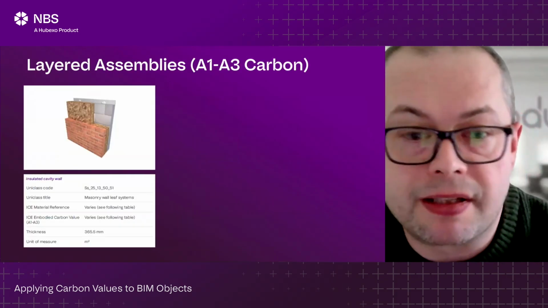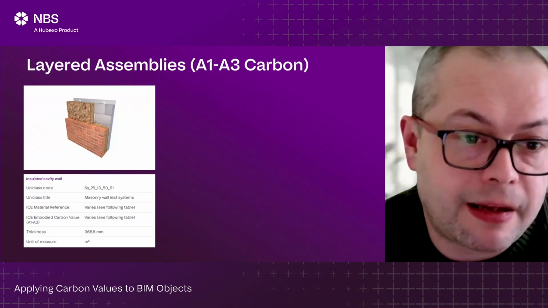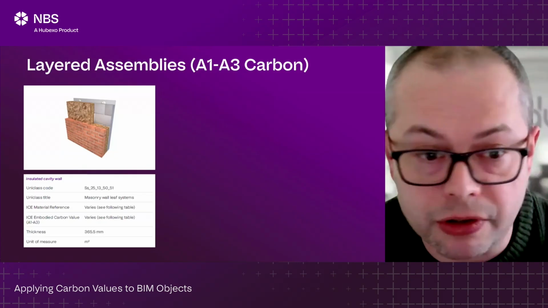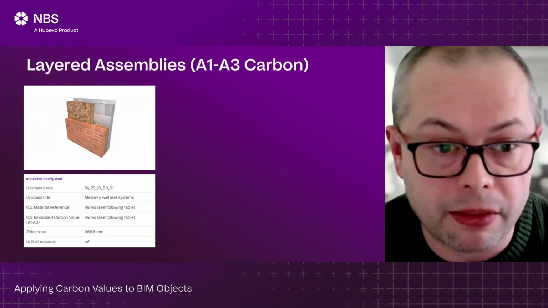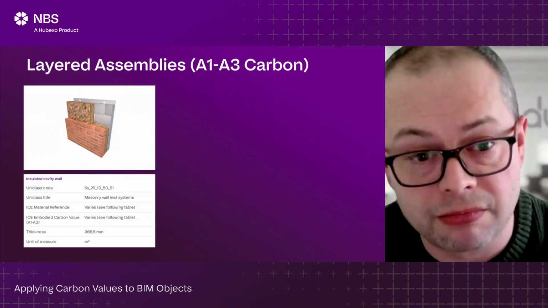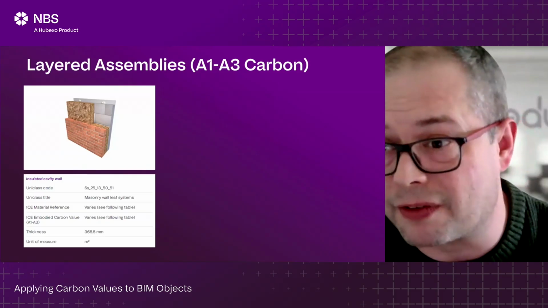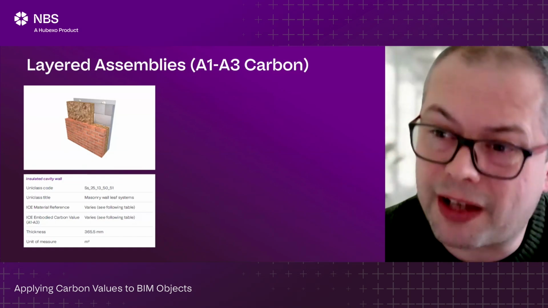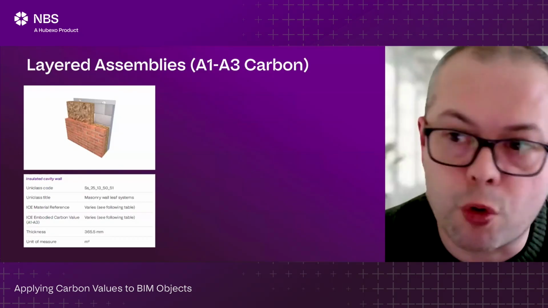Then moving on to layered assemblies. For this example, we've got that masonry cavity wall. It's 102 mil brick with 150 mil mineral wool insulation, 100 mil concrete block, and then a plaster finish on the internal face. We've got the Uniclass code there again. Classification, just mentioning this, quite important.